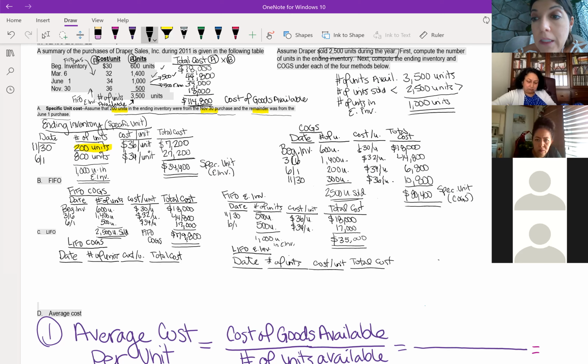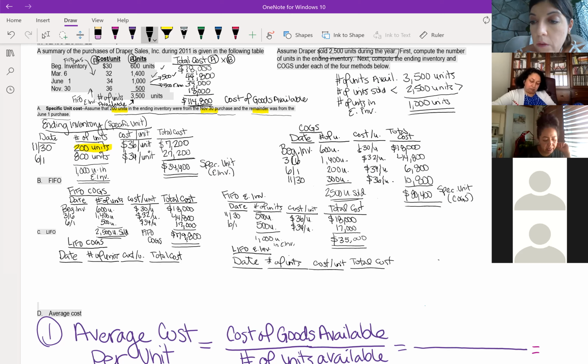For FIFO specifically, you only expensed 500 units from that layer here. So you still have 500 units left over in ending inventory for FIFO. If you're using FIFO, you don't use the specific unit method. You're not using the specific identification method at all. You wouldn't have that. Those 300 units that were left over were specifically for specific identification.